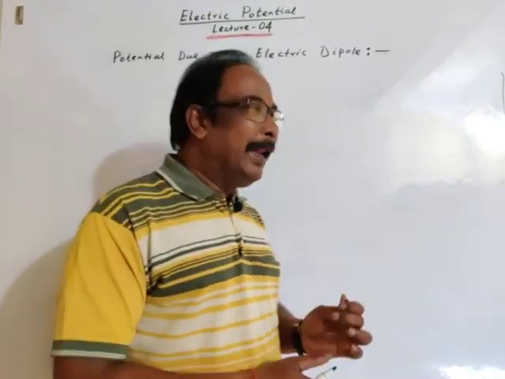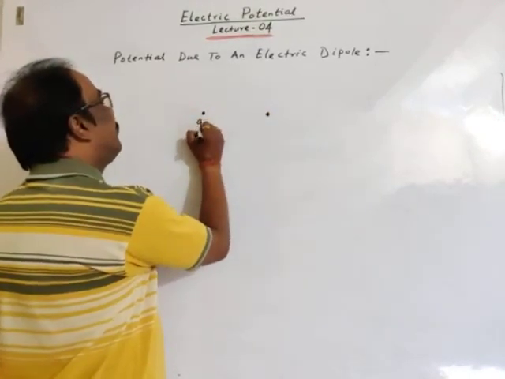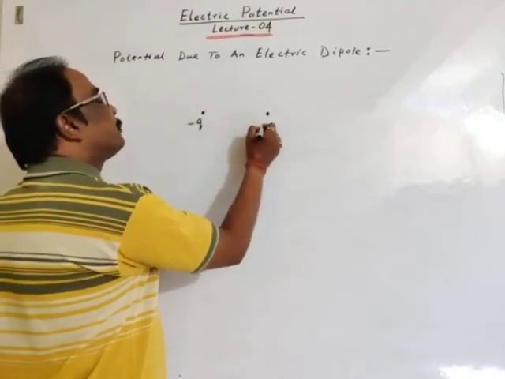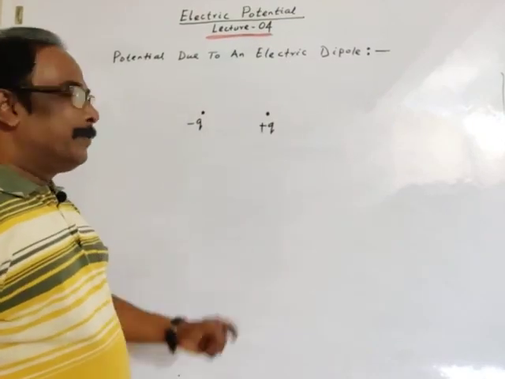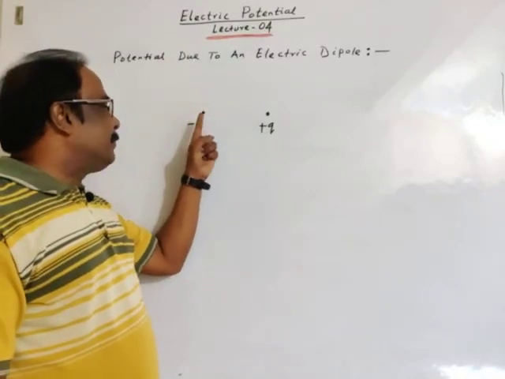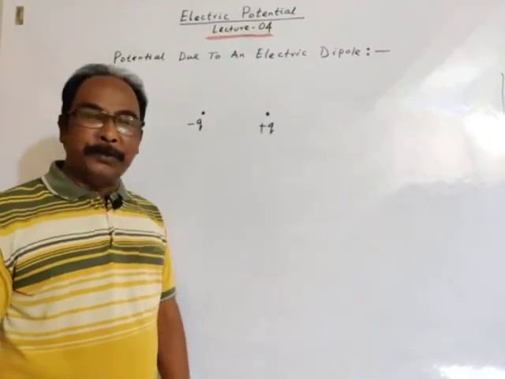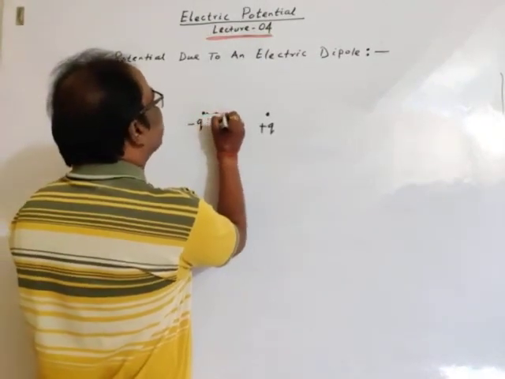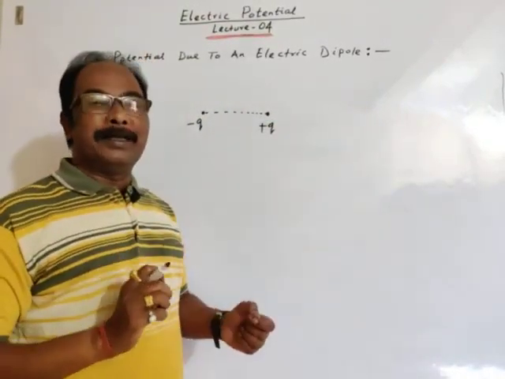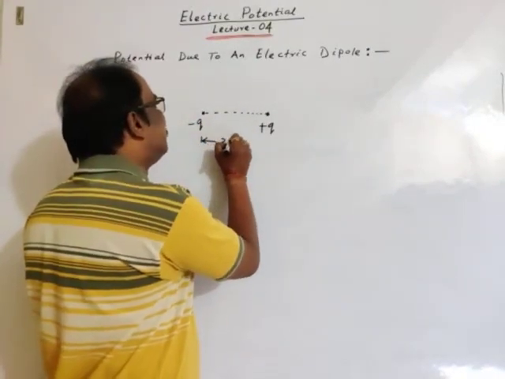What is an electric dipole? An electric dipole consists of two charges of equal magnitude but opposite in nature, plus Q and minus Q. Let's consider this is a point charge minus Q, and this is a point charge plus Q, separated by a small distance. We have taken this distance as 2L.